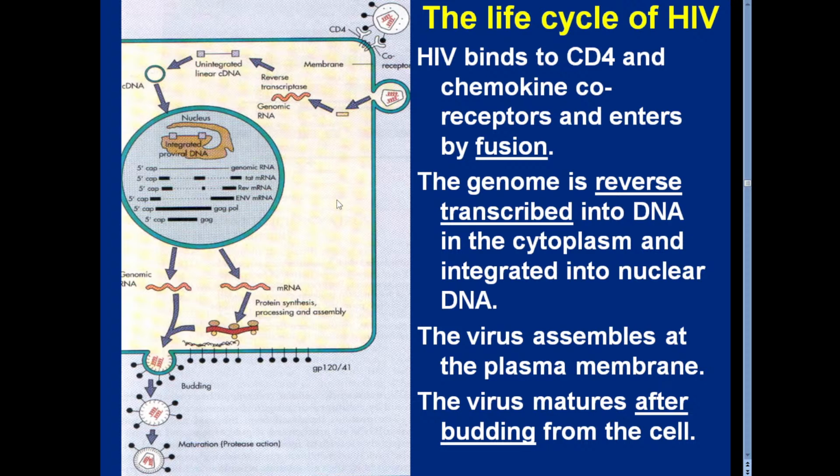Then, to conclude the life cycle of HIV: HIV binds to CD4 and chemokine receptors by fusion. The genome is reverse transcribed into DNA, and this DNA from the cytoplasm integrates in the nucleus and integrates into host cell DNA. Then, from this genome, transcription and translation occur, viral proteins are synthesized, and viruses are assembled and released from the cells by budding.